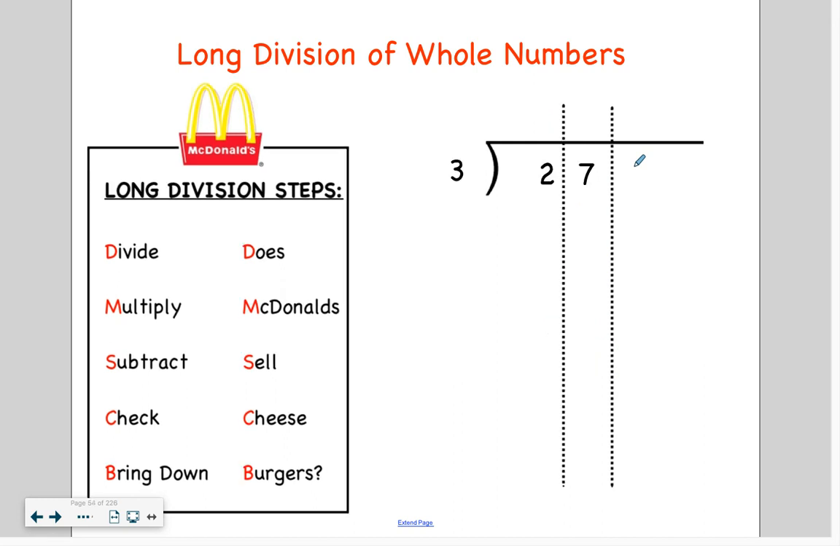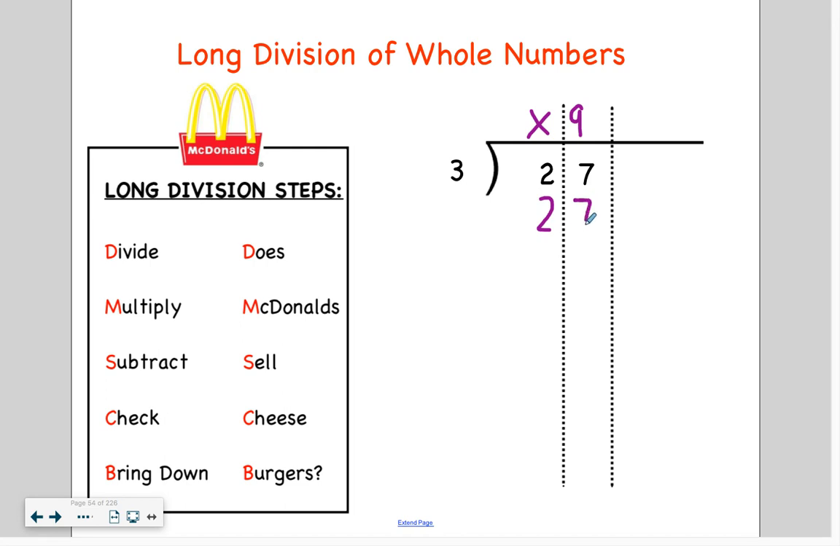This problem's a little bit different because take a look. If we're asking, can 3 go into 2? Well, if we have 2 fingers up, we cannot make a group of 3. So 3 can't evenly go into 2. So we're actually going to put an X right here. That means now we're going to say 3 goes into 27 how many times without going over? 3 goes into 27 9 times. And it's actually the answer because 9 times 3 is 27.